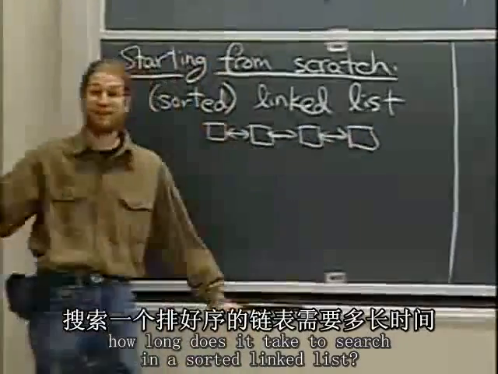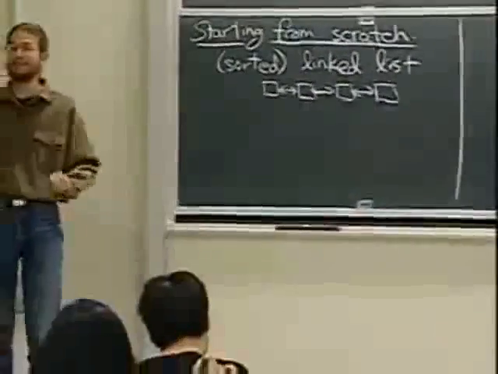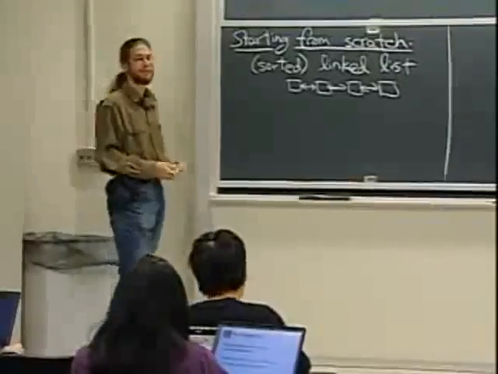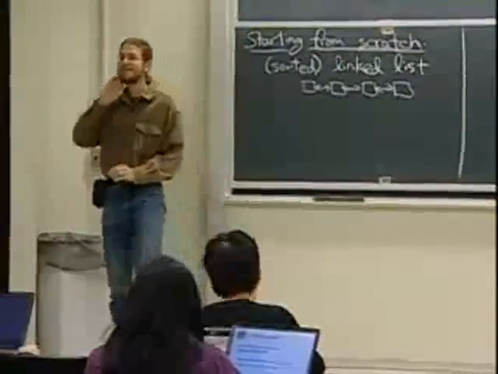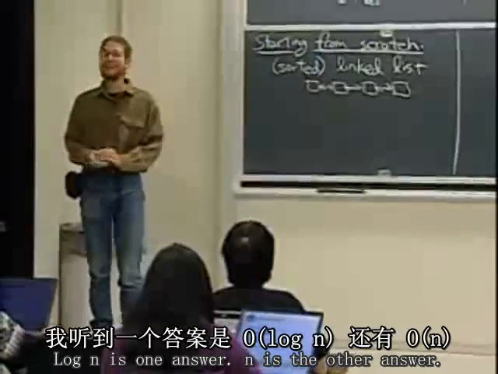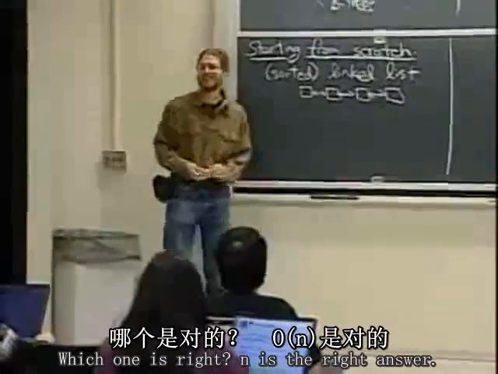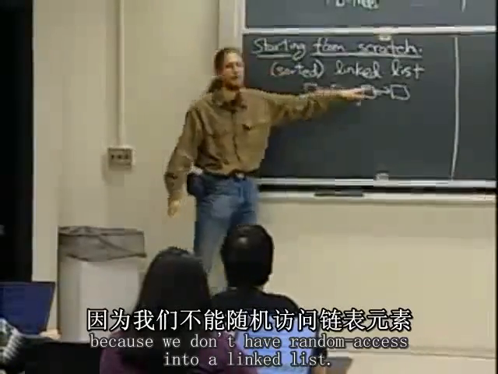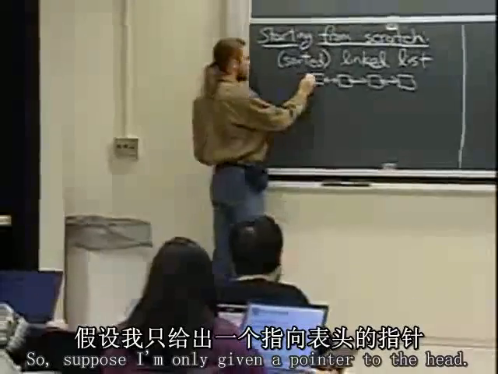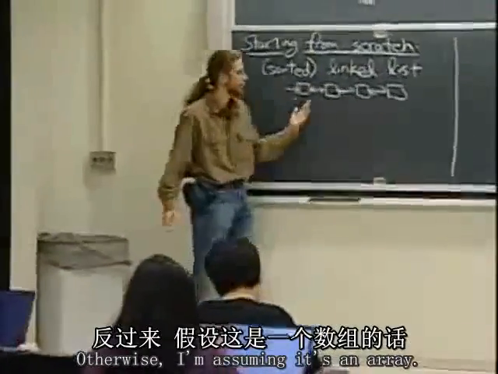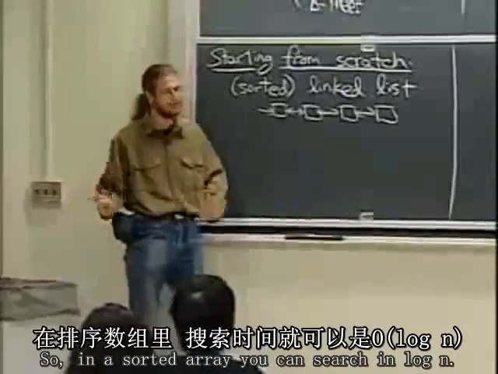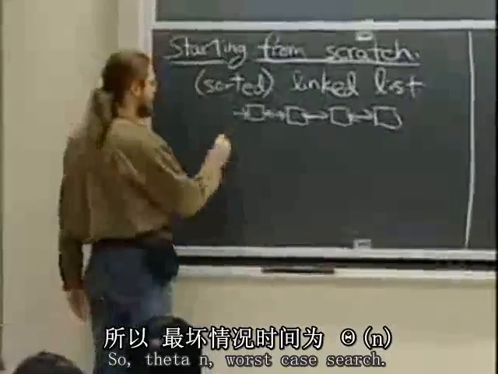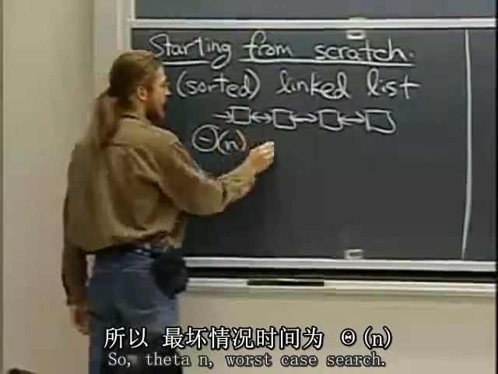How long does it take to search in a sorted linked list? Log n is one answer. N is the other answer. Which one's right? N is the right answer. So even though it's sorted, we can't do binary search because we don't have random access into a linked list. So I suppose that I'm only given a pointer to the head. Otherwise, I'm assuming that it's an array. If it's a sorted array, you can search in log n. Sorted linked list, you still got to scan through the darn thing. So theta n worst case search.